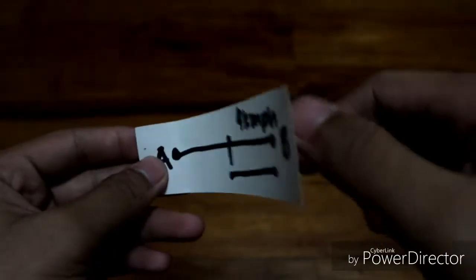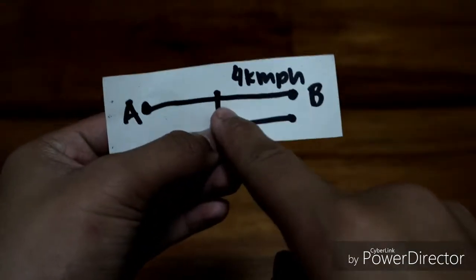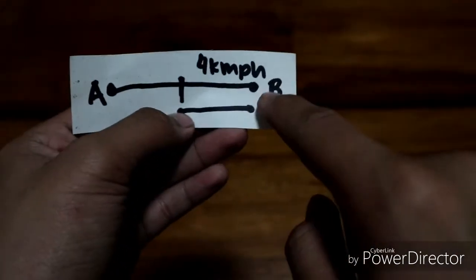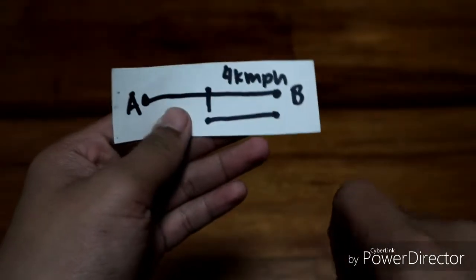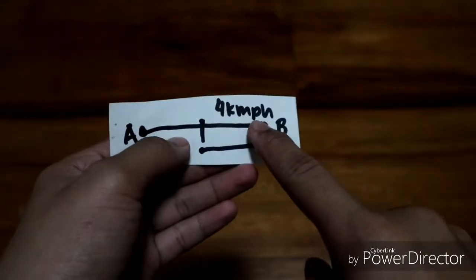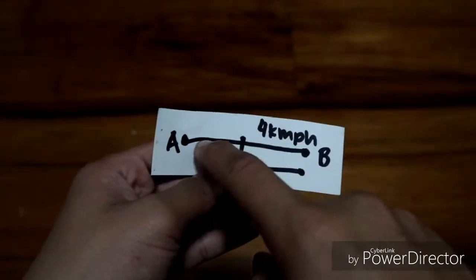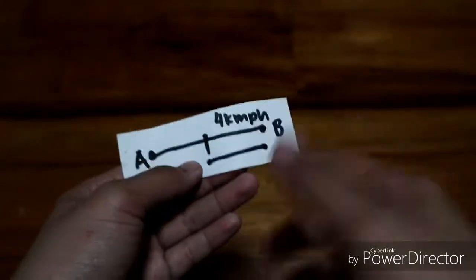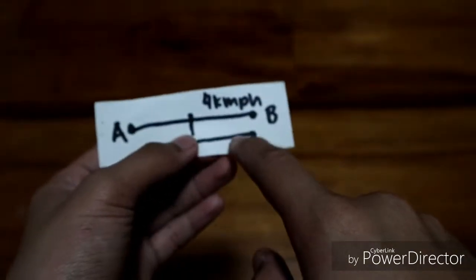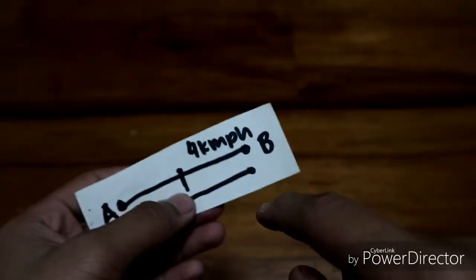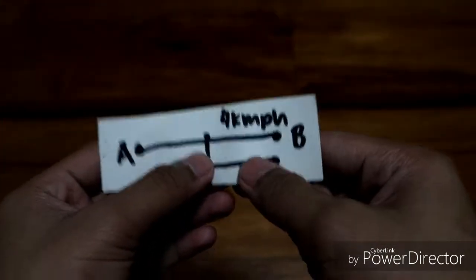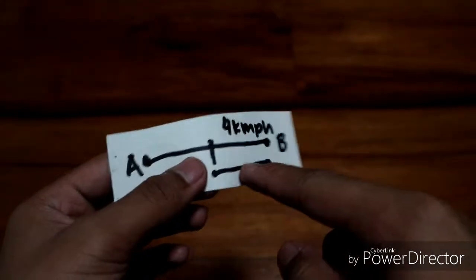Then that boy traveled from this point, which is half of 8 kilometers, to point B, now with the speed of 4 kilometers per hour. Since 8 was just divided by 2, which is 4, the distance that he covered is also 4 kilometers.